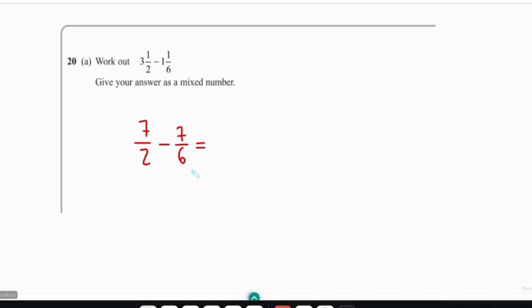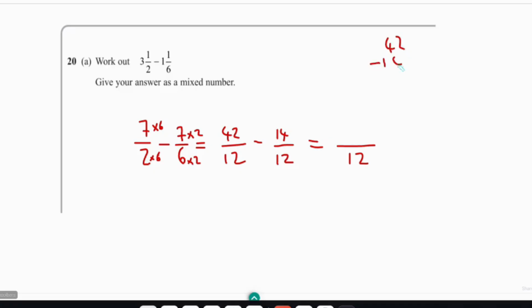I need a common denominator, which is 12. 2 times 6 is 12. You multiply 2 by 6 to get 12, so I'm going to multiply 7 by 6. Multiply 6 by 2 to get 12, I'm going to multiply 7 by 2. Okay, what's 42 take away 14? 2 take away 4 you can't do. 12 take away 4 is 8. 3 take away 1 is 2.